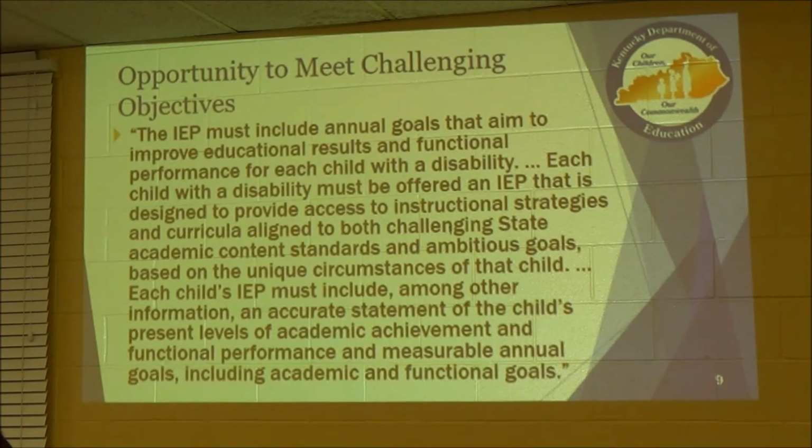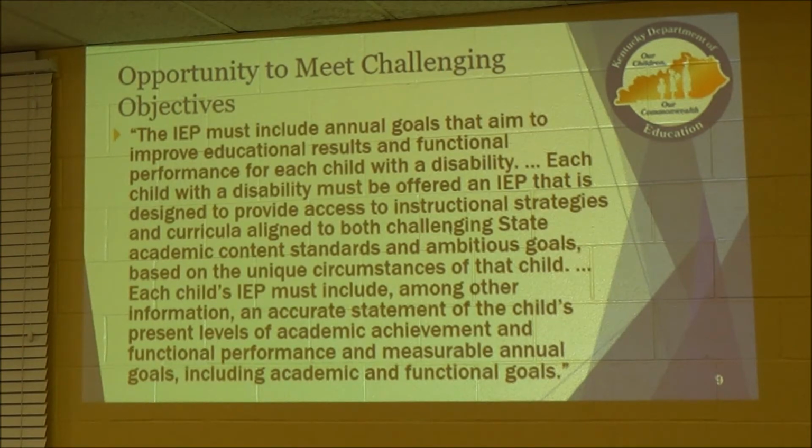Each child with a disability must be offered an IEP that is designed to provide access to instructional strategies and curricula aligned to both challenging state academic content standards and ambitious goals. So we want to be sure, I'm sorry, I didn't finish that sentence, based on the unique circumstances of that child. I think it's going to be very important for us to start looking at the goals and how they're both tied to the academic standards as well as be measurable for the student. Not just one or the other. Not just tied to the state standards, but not be measurable, and not just measurable, but not tied to standards, but actually have both of those in place.